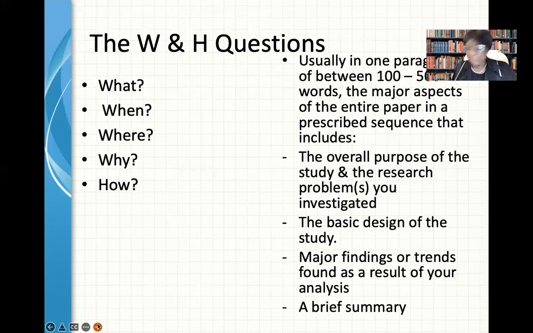What is it all about? What's your research? What's your study? What's it all about? When? It must be limited. It has a time limit, a period. Even if it's historical, it cannot just be left unending. It cannot be left unlimited. It is limited. Within what period are you researching into?